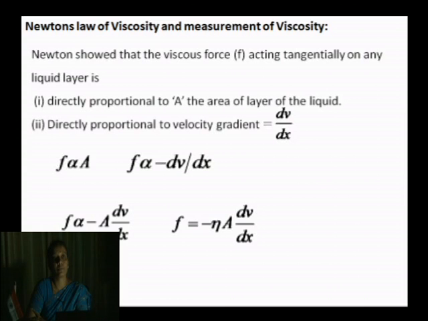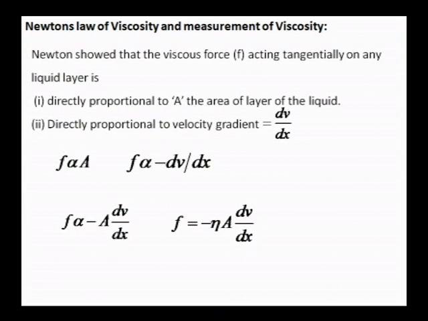Combining both together, we get F is directly proportional to minus A dV by dx, or F is equal to minus eta A dV by dx, where eta is the constant of proportionality called the coefficient of viscosity, or viscosity.